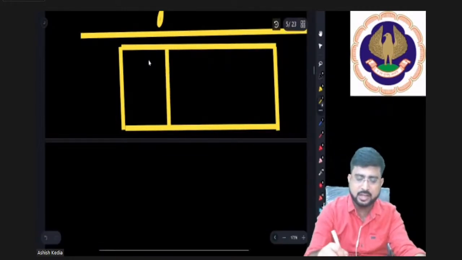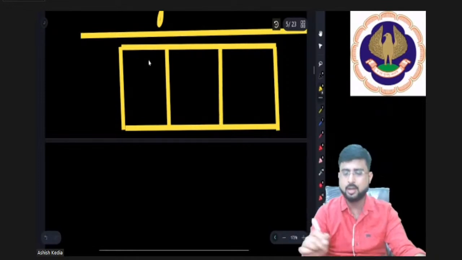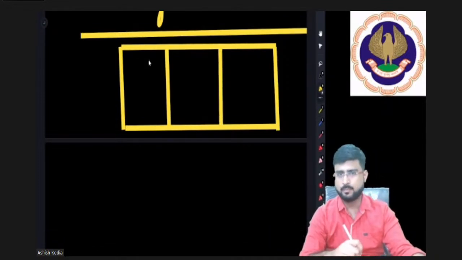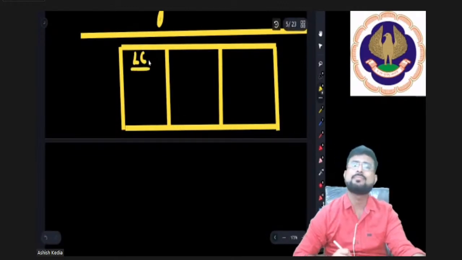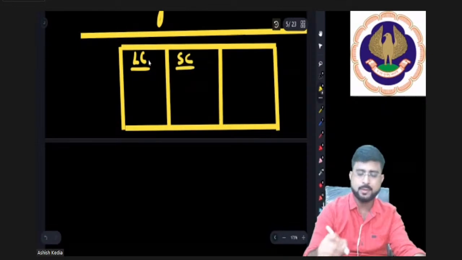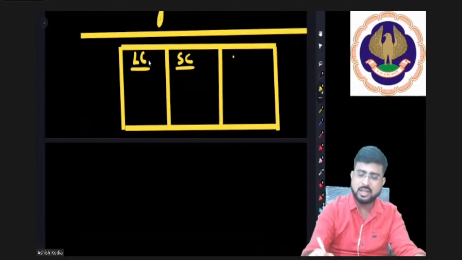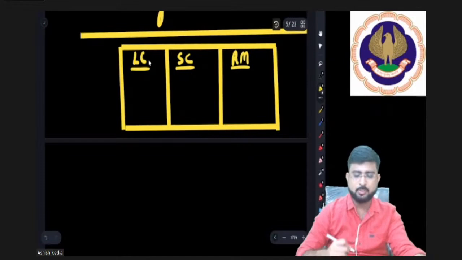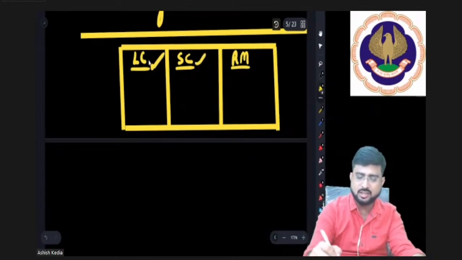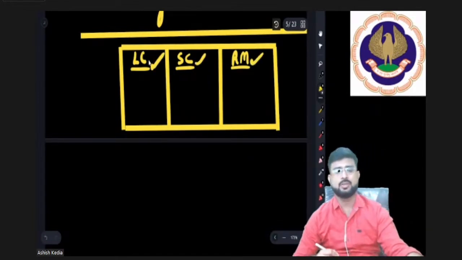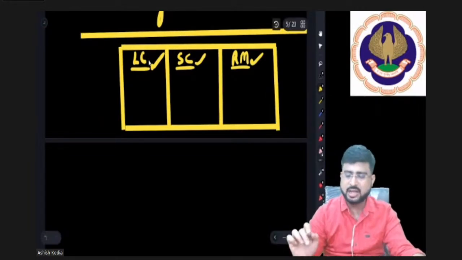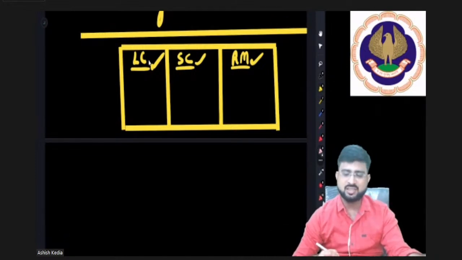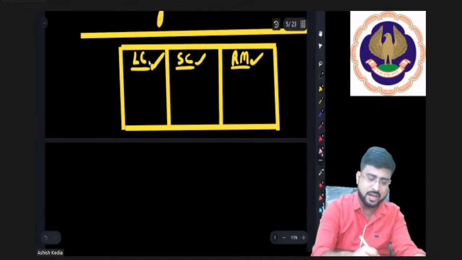Three types of cars are manufactured here. Number one, luxury car. Number two, sports car. Number three, the regular model. Pay attention, everybody. All these three cars are manufactured in the same factory. So there is the same factory.